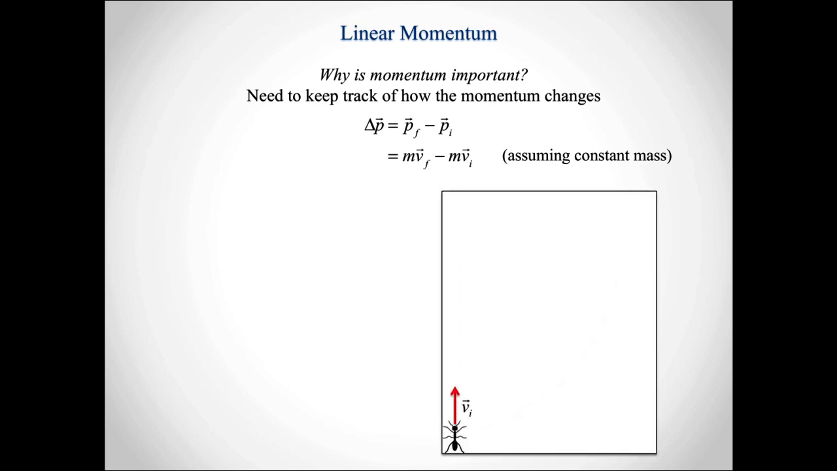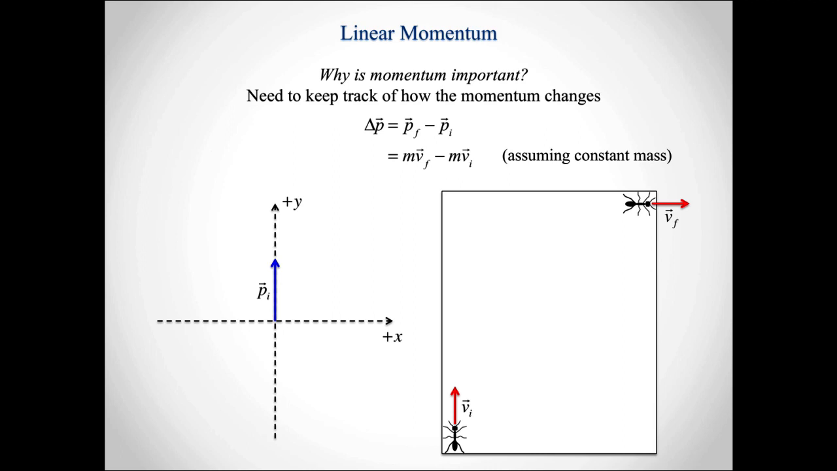So let's consider that we've got an ant walking around on a piece of paper, and initially the ant's down here in the bottom left-hand corner of the paper walking up the page. And we look back some time later, and the ant's now up in the upper right-hand corner of the paper walking off the page to the right. So again, I know the initial velocity of the ant pointed up, the final velocity of the ant pointed to the right, which means that I know the direction of the initial and final momentum vectors. And so I can draw them out.